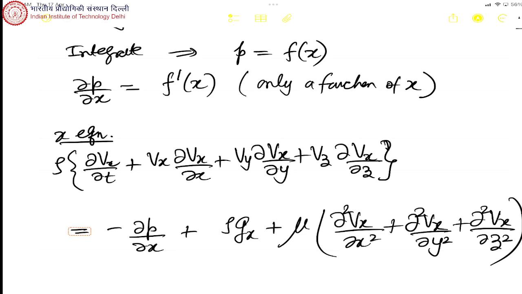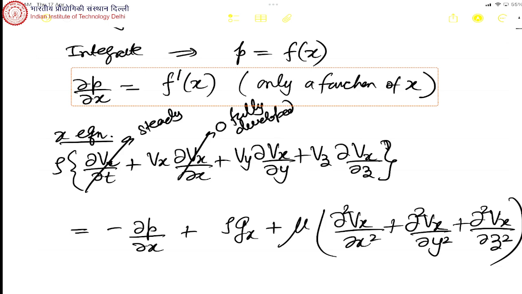Now you start simplifying. Now here we know Vx is not 0. But which of these terms are 0? The first term, is it 0 or not? This is 0 because of steady flow. Okay. Now the second term, is Vx 0? No. What about partial Vx by partial x? This is 0 because of fully developed. So the whole term becomes 0.